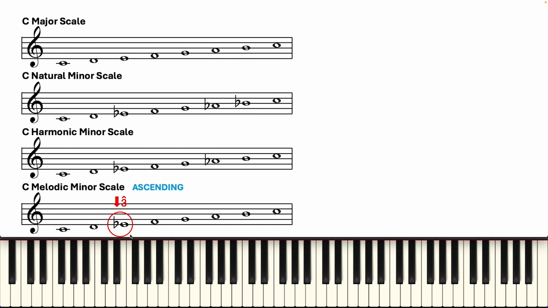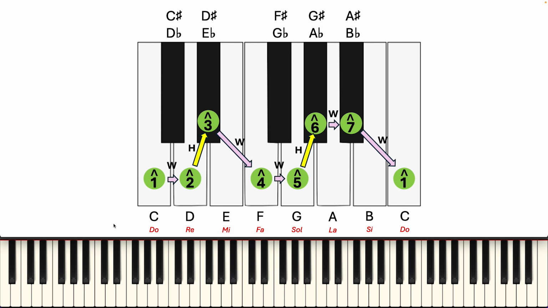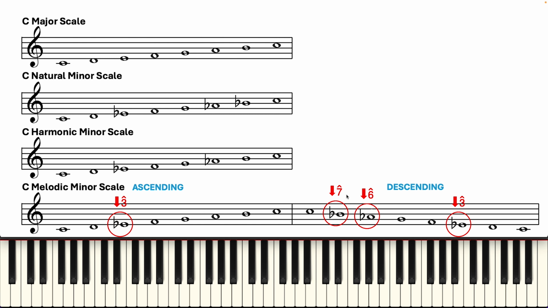So this is the ascending. We just lower the scale degree 3. And the descending is basically like this. And you can notice that the descending is exactly like the natural minor. So the ascending is this. And the descending, we just use the natural minor. And so when we write them, we lower the scale degree 7, scale degree 6, and scale degree 3. And so you can see we can flow it up and down.